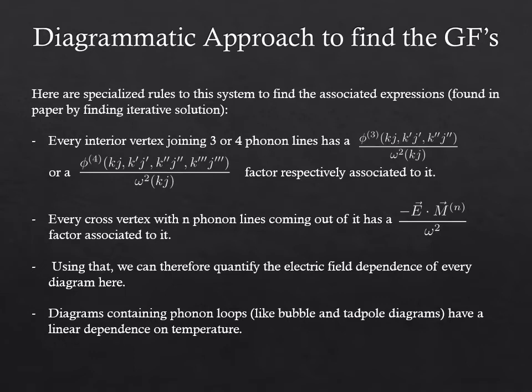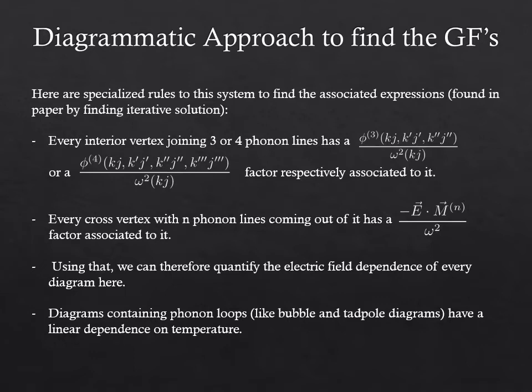So it also allows us to determine the dependence of these diagrams on our physical parameters here. So the electric field, of course, every time you have a cross vertex. But something I want to note that is not derived here is that every time you have a closed phonon loop, aka lines that make a circle, for example, you obtain a linear time dependence in your contribution.